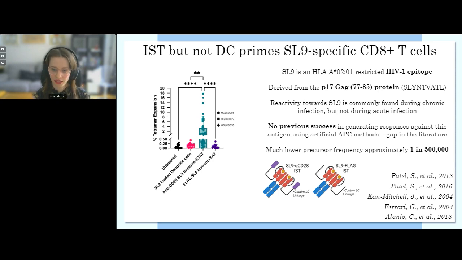So here you can see that SL9-loaded dendritic cells actually didn't expand SL9 at all, versus anti-CD28 SL9 Immuno-STAT got up to 18% of the total culture after 25 days, which was really exciting to see because, again, this hasn't been done before. We were able to expand HIV-reactive clones in an HIV-naive donor. So essentially, we were able to generate this anti-HIV response in somebody that has never seen the HIV protein before. So this essentially was a potential vaccine platform that may provide protection against HIV in people that are healthy, that don't have HIV. But again, we wanted to do a further analysis on these cells. However, I do want to mention, because the dendritic cells didn't expand, we couldn't do the same comparisons.